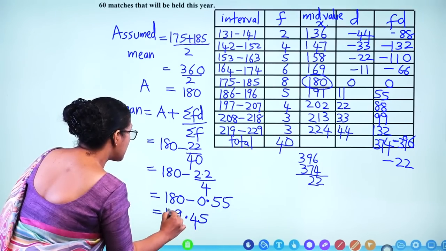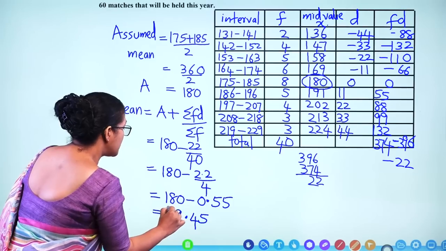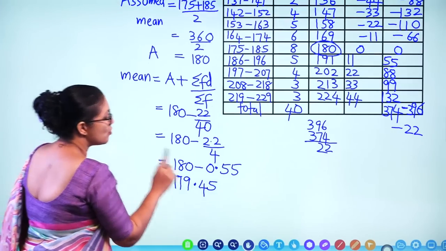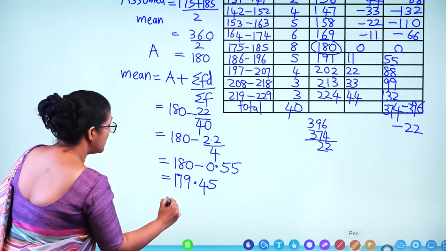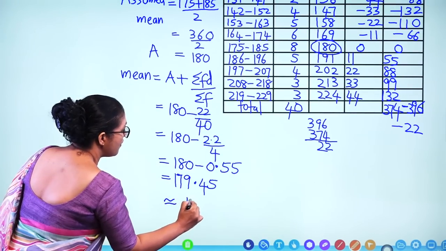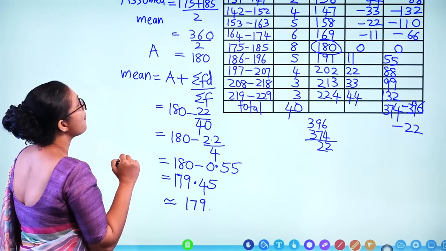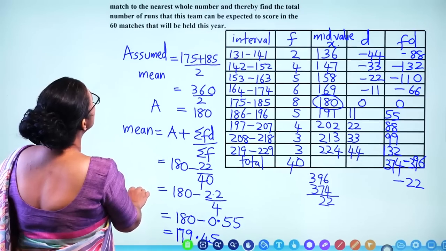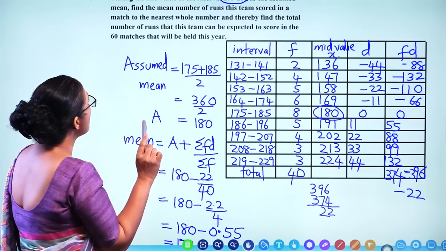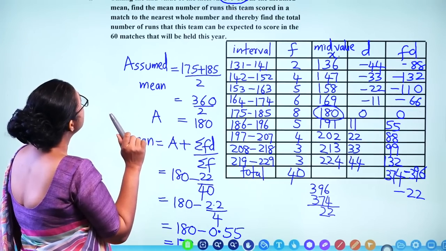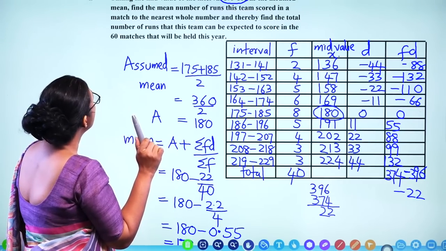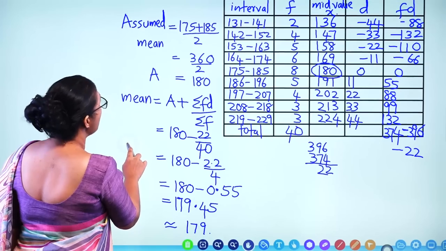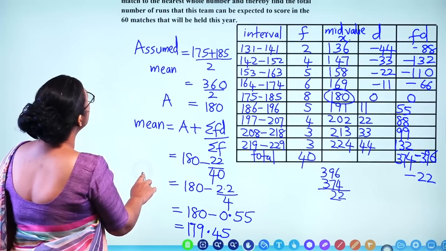You get 179.45. Correct to the nearest whole number, this is 179. That's the mean value. So what is the mean value? Mean number of runs this team scored in a match. So that's 179.